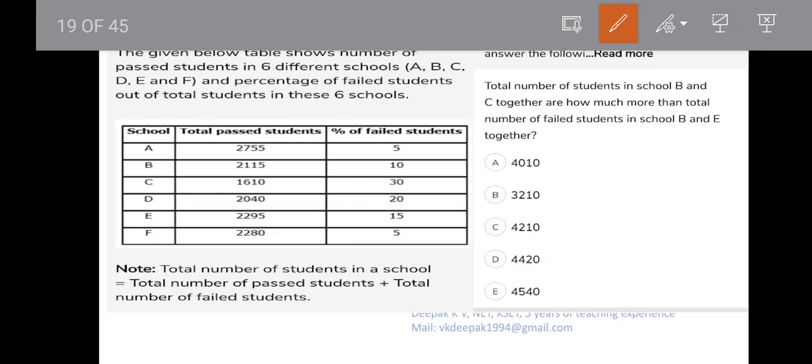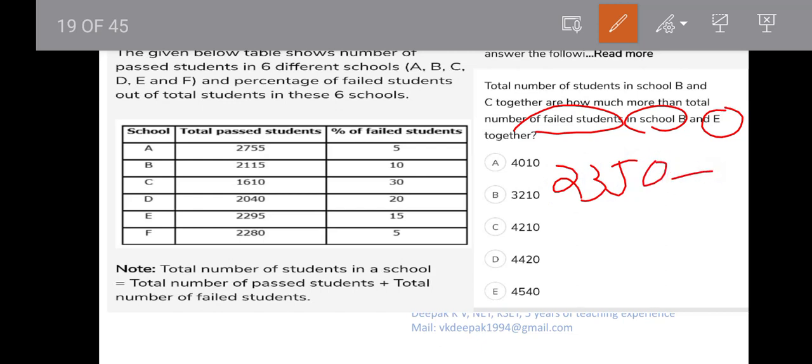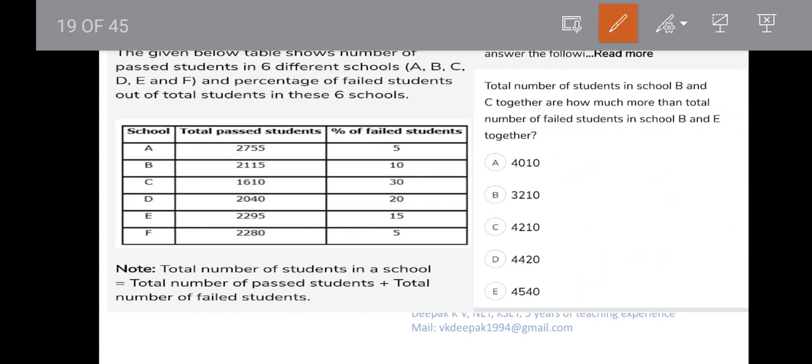Now another part of the question is the total number of the failed students in the school B and school E. So school B and school E, failed students only. So school B we have already calculated. It is 2350. We have calculated the total, and we have the pass number as well. So that is 2115. So how much? That will become 235.